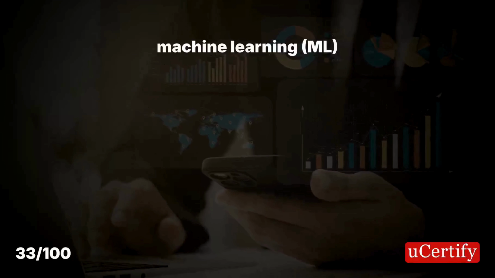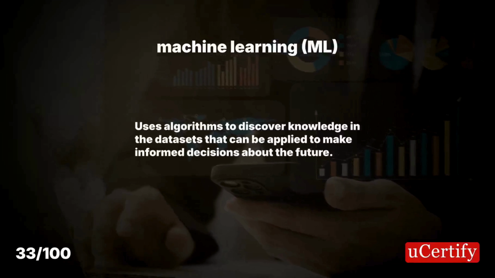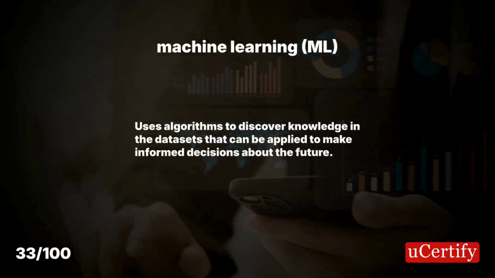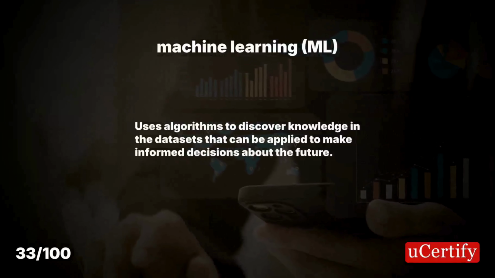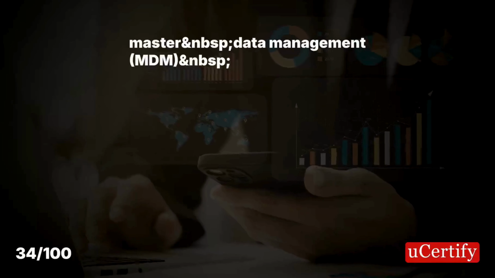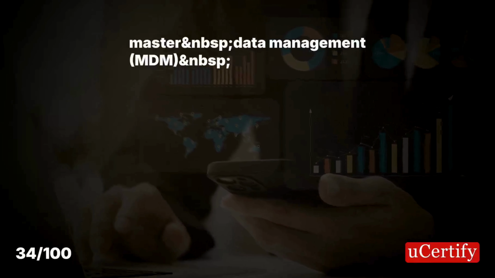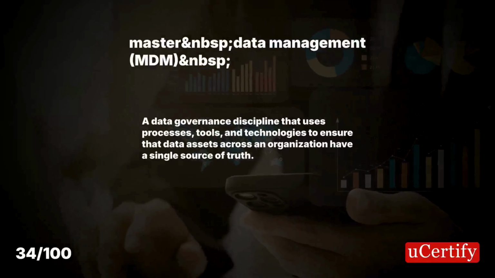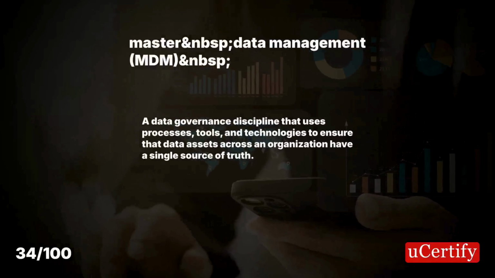Term: machine learning, ML. Definition: uses algorithms to discover knowledge in the datasets that can be applied to make informed decisions about the future. Term: master data management, MDM. Definition: a data governance discipline that uses processes, tools, and technologies to ensure that data assets across an organization have a single source of truth.